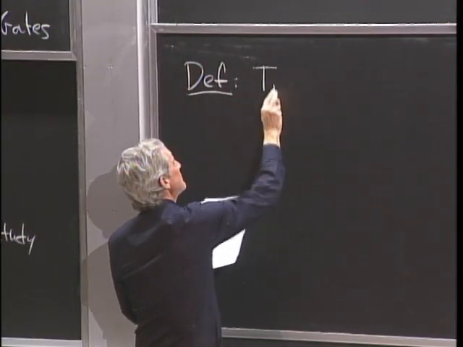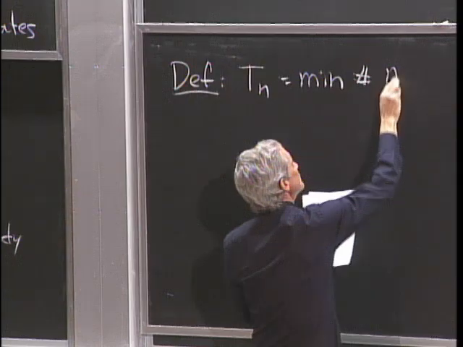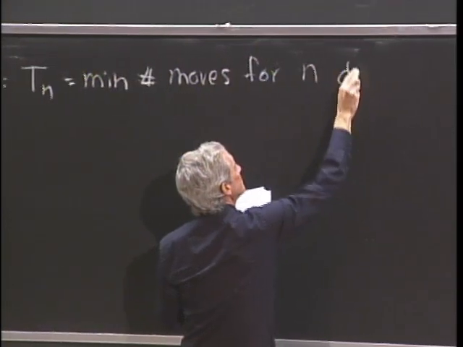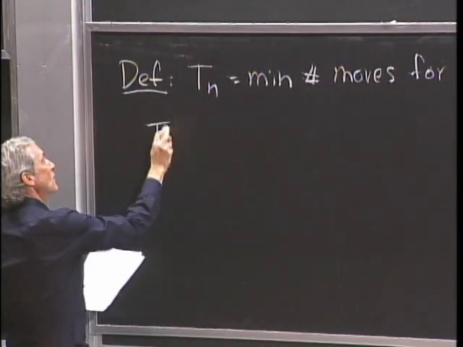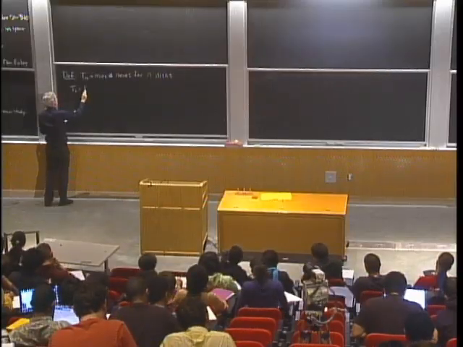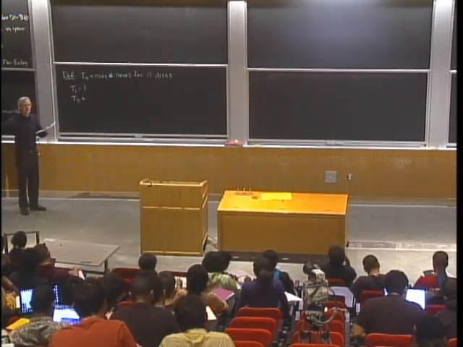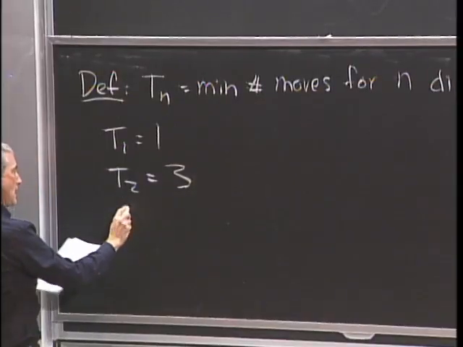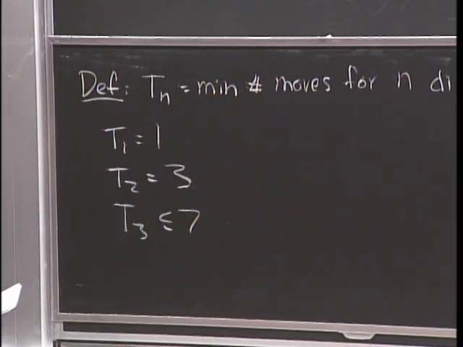So we're going to define T sub n to be the minimum number of moves for n disks. So to take a stack of n disks and move them to an adjacent peg. So for example, what's T1? 1. I've got 1 disk, I just move it, that's easy. T2, 3. Move the little guy, move the base, move the little guy back on top. That's the best you can do. And we've seen that T3 is at most 7. Maybe there's a better way.